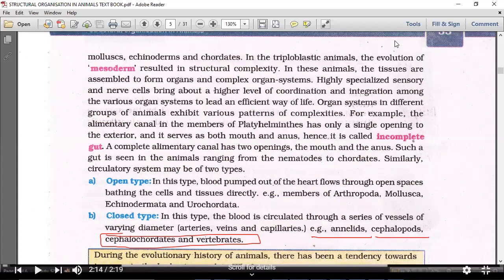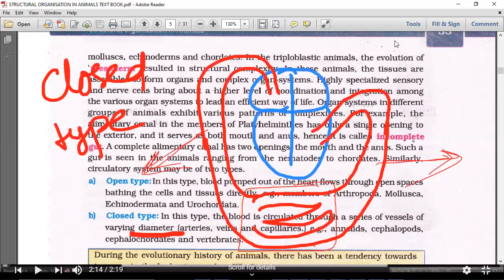Let me show you once again. In this type, the blood is circulated through a series of vessels of varying diameter: arteries, veins, and capillaries. So where do you see this? In annelids, cephalopods, cephalochordates, and vertebrates, this kind of closed type of circulation is seen.